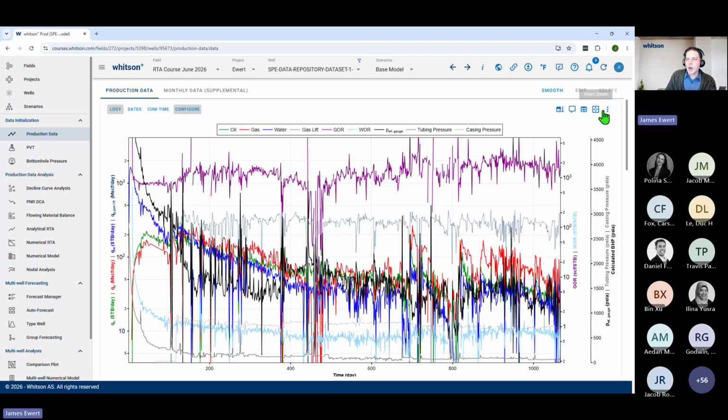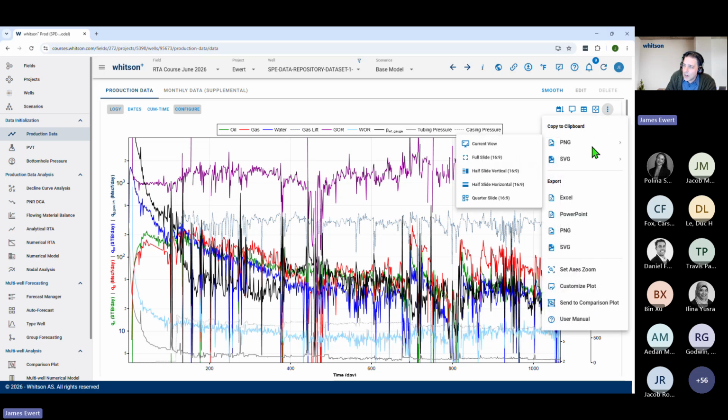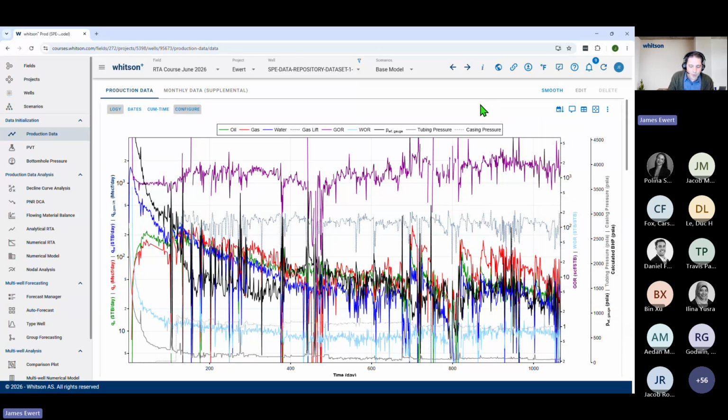But if you go up to the top right, you'll see 3 dots there. And what you can do is actually export that out. You can go to Image, Excel, PowerPoint, which is awesome, and other images as well. So any of the plots that you see in Whitson, if you're interested in looking at that raw data, or you want to take that image and you need it for a presentation or for a project you're working on, we make that exceedingly simple. And it's a really great feature of the software.